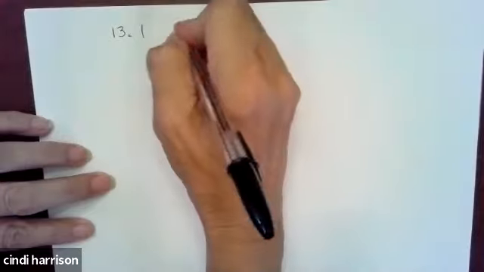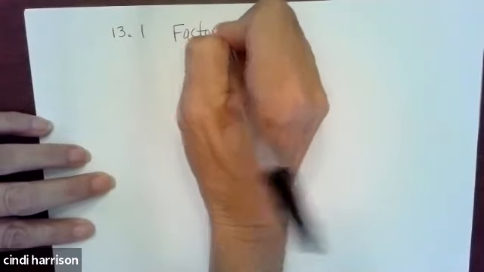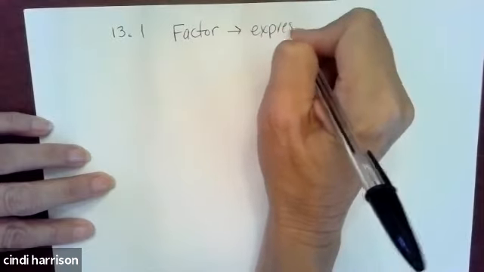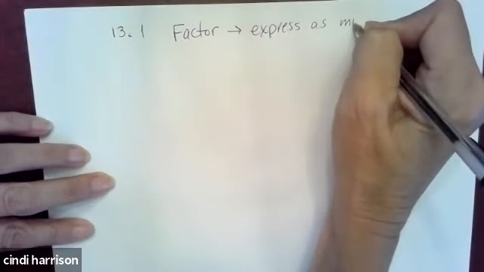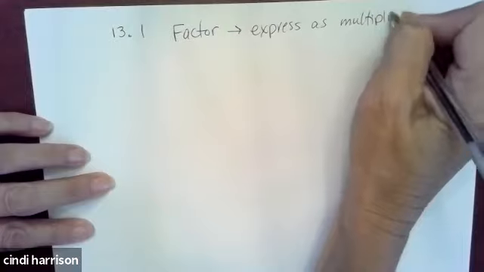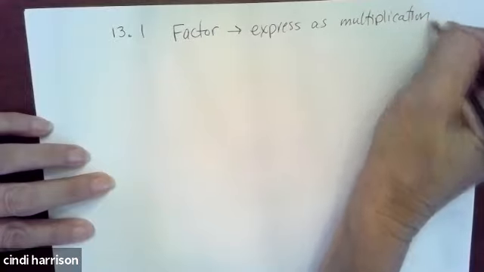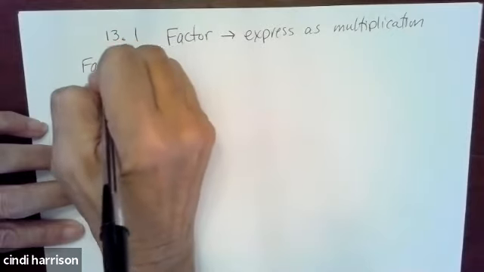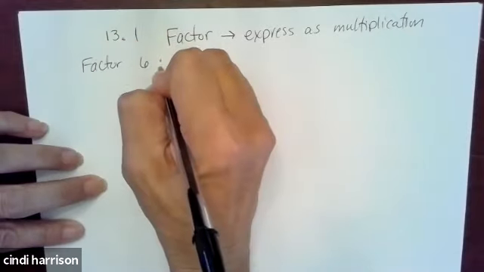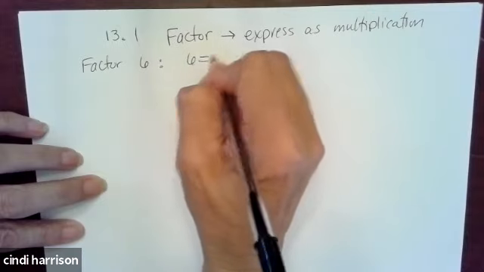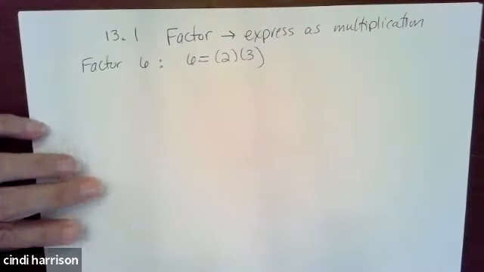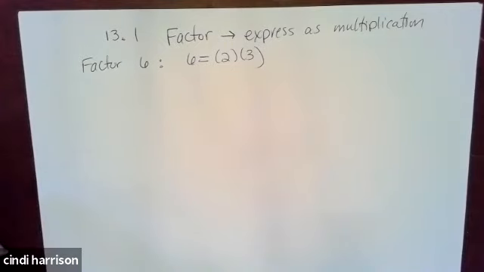So first of all, when we're asked to factor something, that means to express as multiplication. So for instance, if I factor 6, I would say 6 equals 2 times 3. So it's still equal to 6. We've just rewritten it in terms of multiplication.